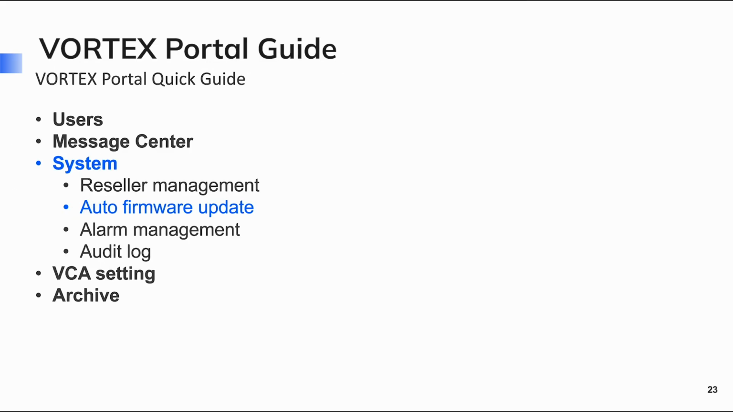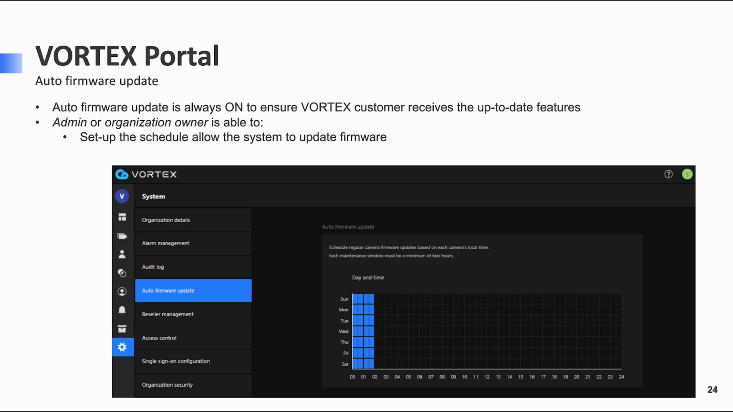Now, let's look at how VORTEX handles automatic firmware updates. VORTEX ensures your devices are always up to date with automatic firmware updates. As an admin or organization owner, you can adjust the update schedule. If there is new firmware released by VORTEX team, during the update window, VORTEX cameras will update one at a time to avoid disrupting operations. Each update takes just a few minutes.